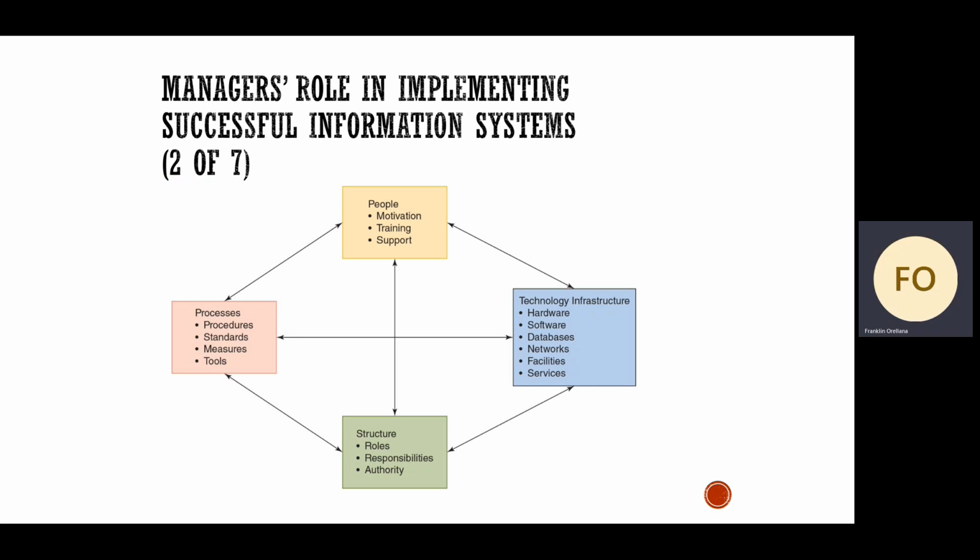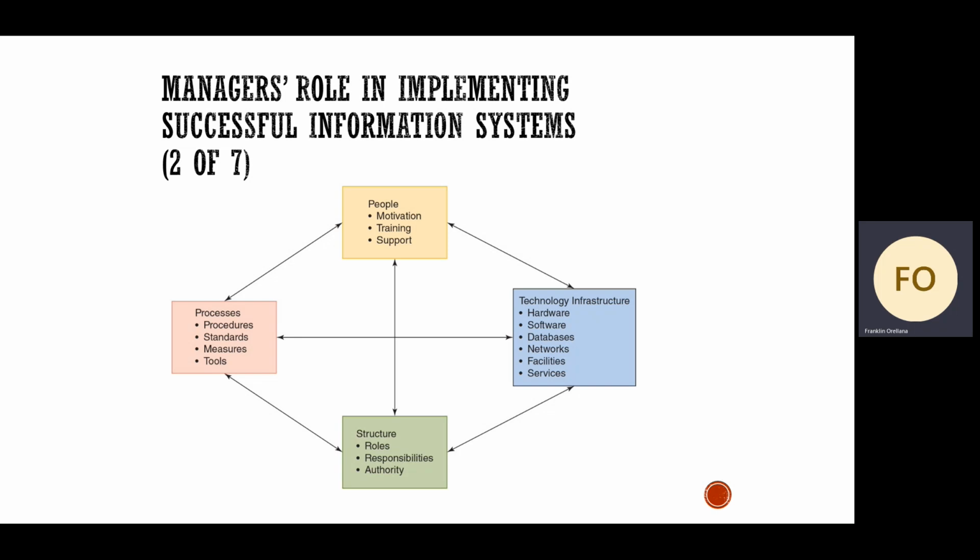And here is an illustration of this Leavitt diamond, which proposes that an organization's information system operates within a context of people, technology, infrastructure, structure, and processes. So this illustration shows that these components interact with each other.